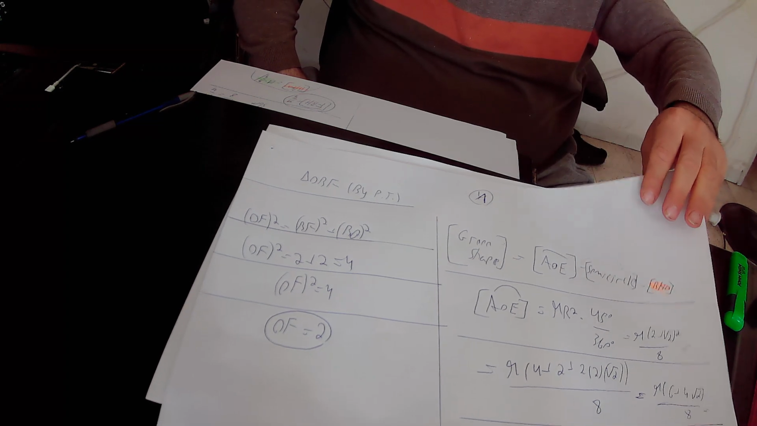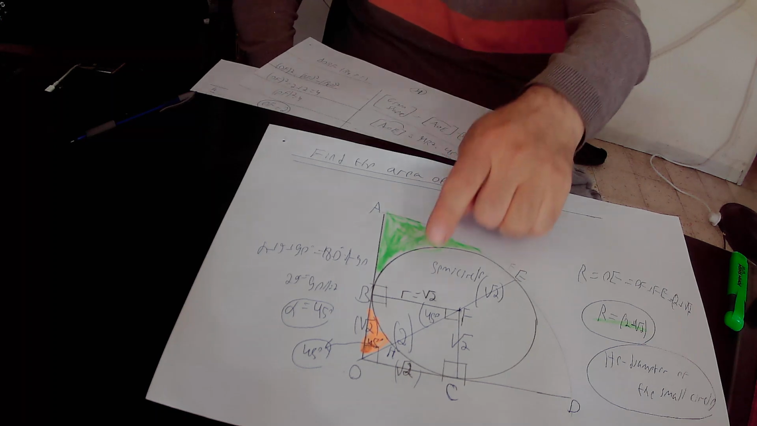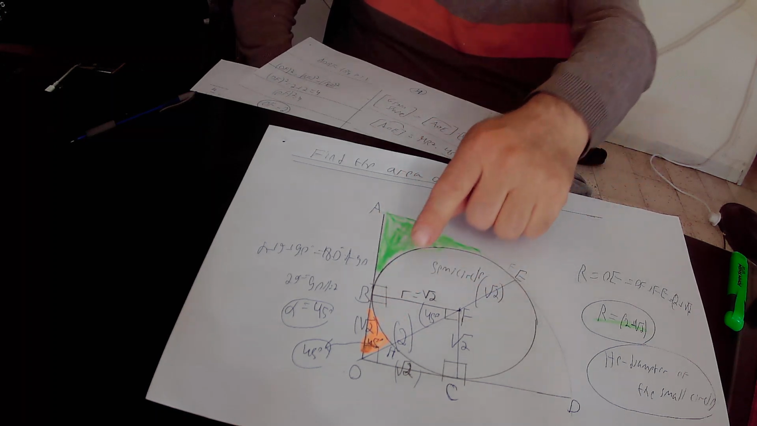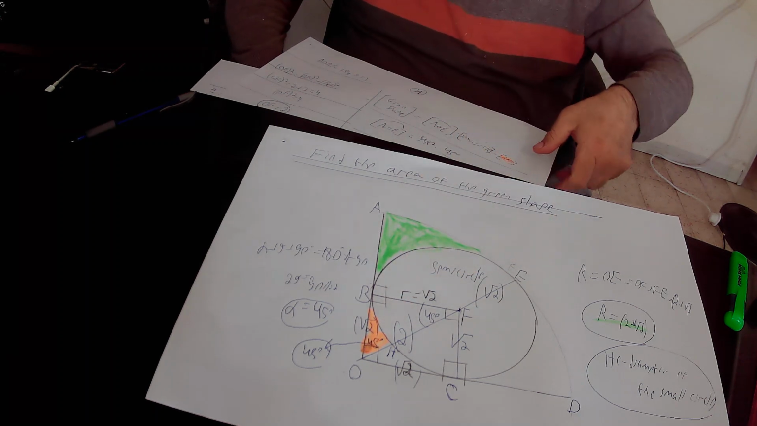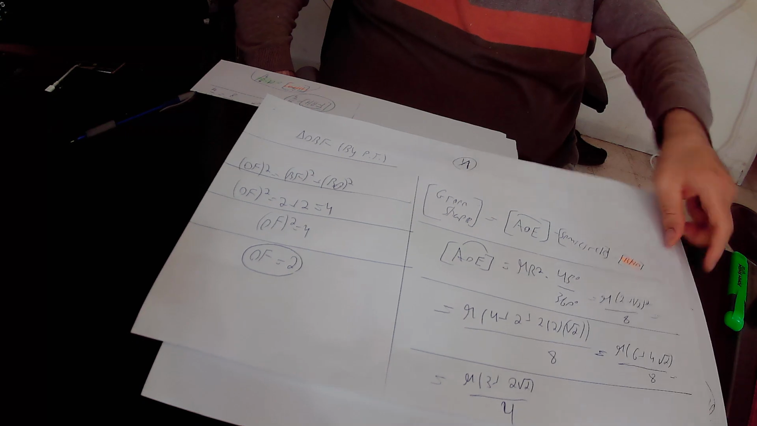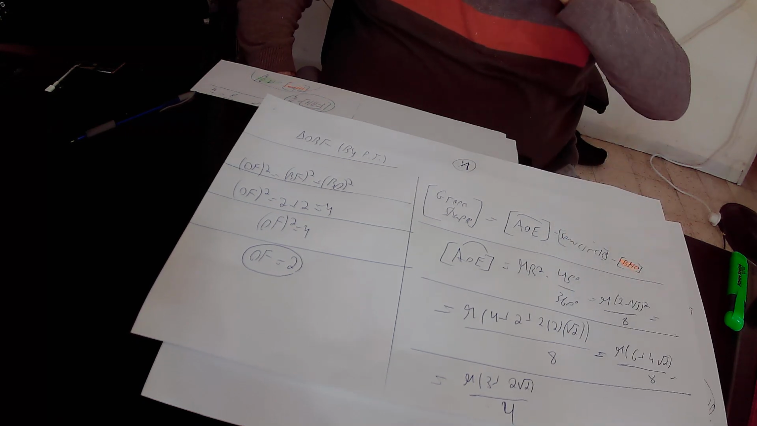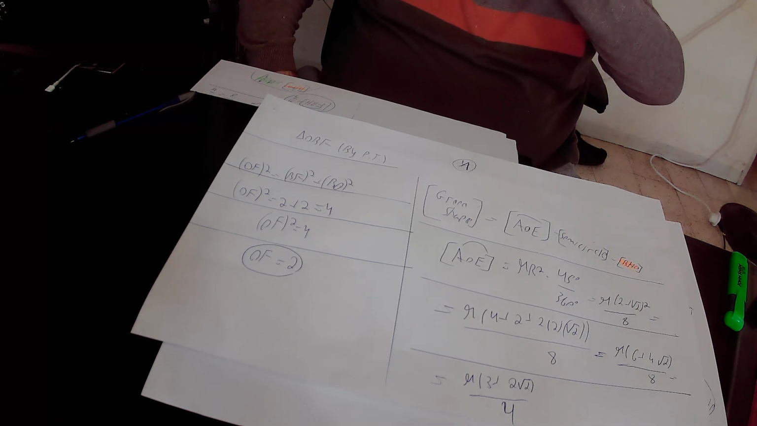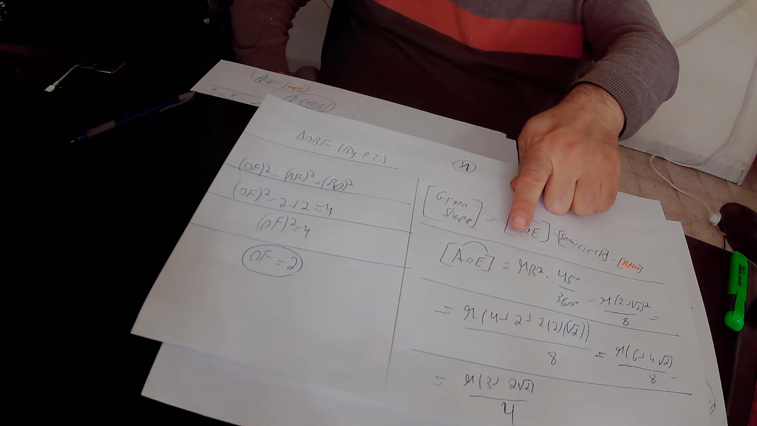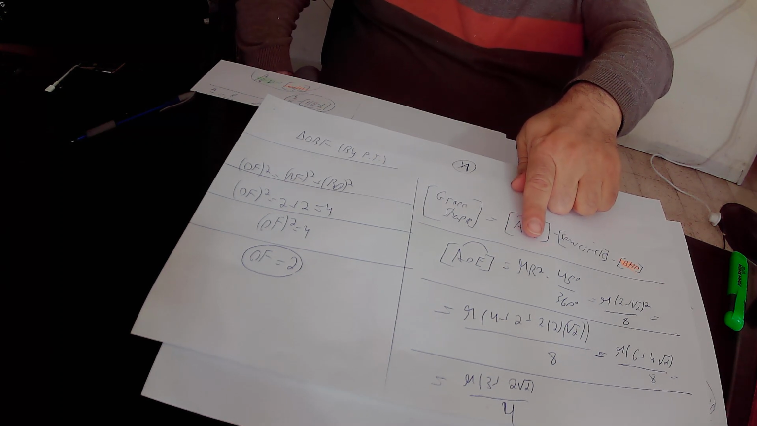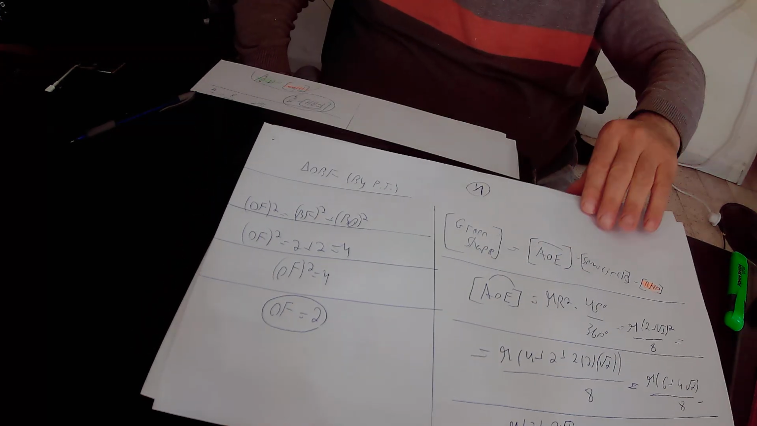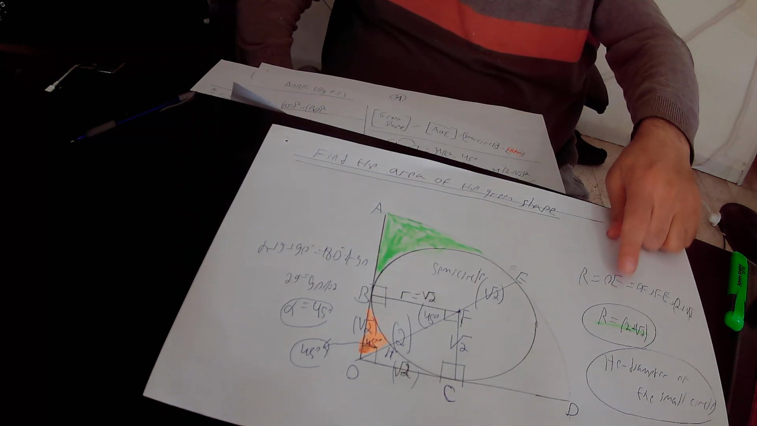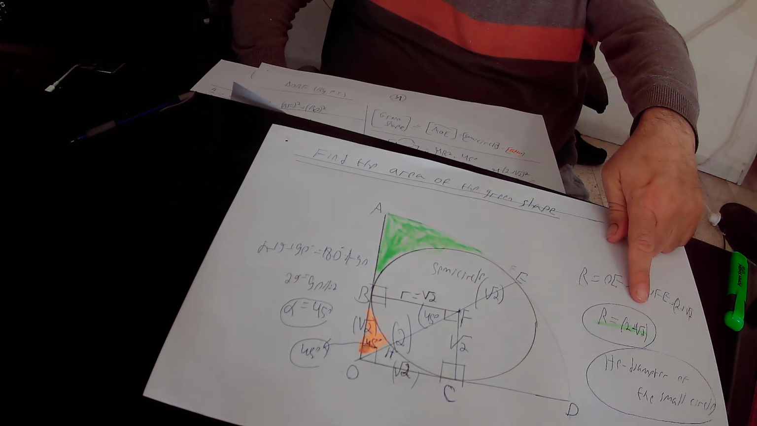theta over 360 degrees. Theta is the angle between the legs of this sector. This angle equals 45 degrees in its size. So theta equals 45 degrees, and we have 45 degrees over 360 degrees. So the area of the big sector AOE equals pi R squared. We have already found out that capital R equals 2 plus square root of 2.